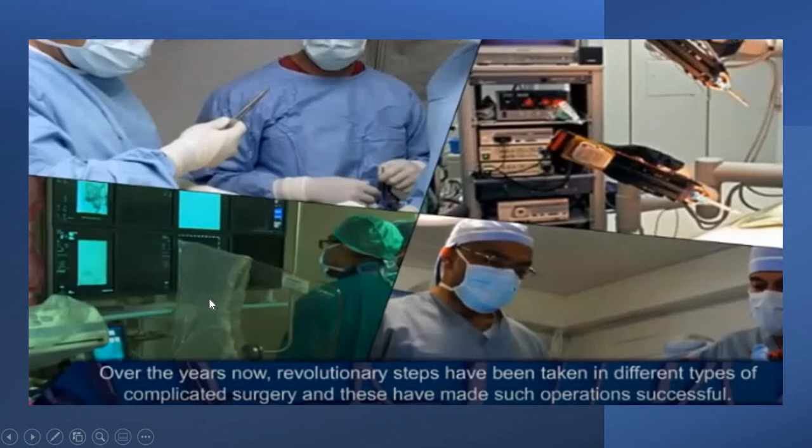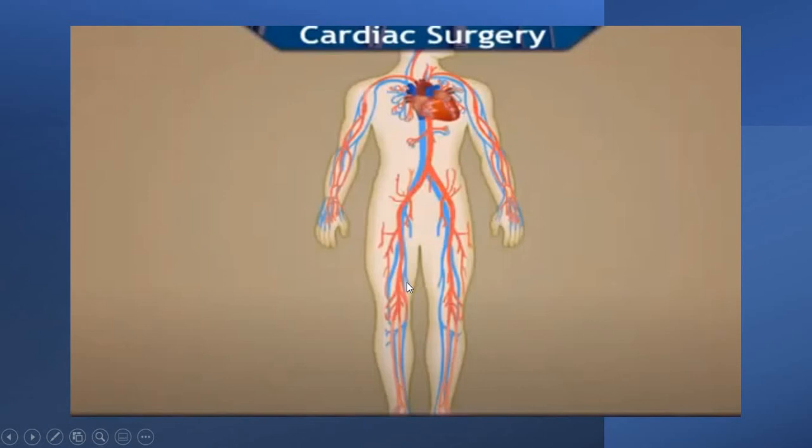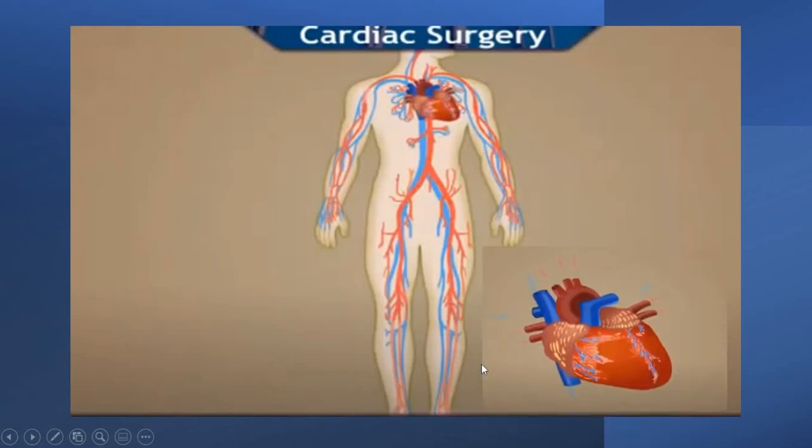Over the years, revolutionary steps have been taken in different types of complicated surgery, and this has made such operations successful. Now, let us start with cardiac surgery. Today, if you need to have a heart surgery, you can choose from many fine doctors.